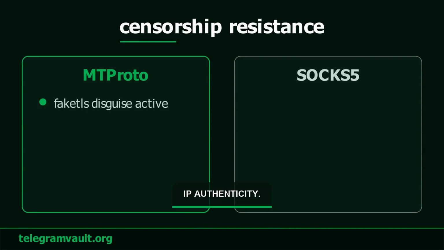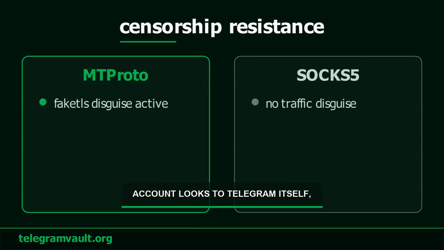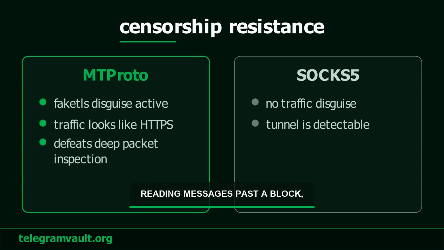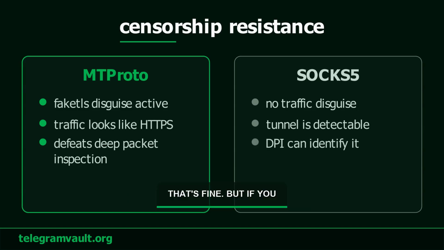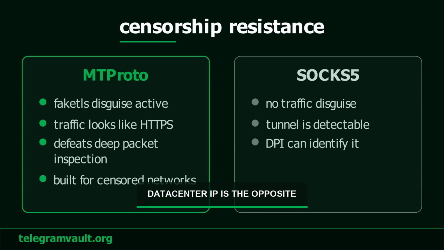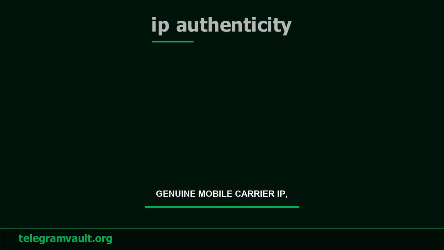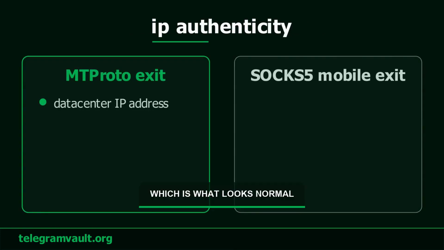Second axis, IP authenticity. This is about how your account looks to Telegram itself, not about getting past a block. MTProto proxies usually run on data center servers, so even when the connection gets through, the IP your account appears to use is a data center IP. For simply reading messages past a block, that's fine. But if you care about your account appearing to come from a normal mobile user, a data center IP is the opposite of that. A SOCKS5 proxy pointed at a real mobile phone gives your account a genuine mobile carrier IP, which is what looks normal and trustworthy to Telegram. So for IP authenticity, SOCKS5 to a mobile proxy wins clearly.